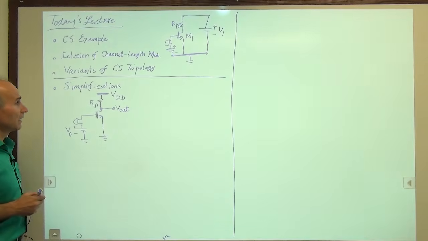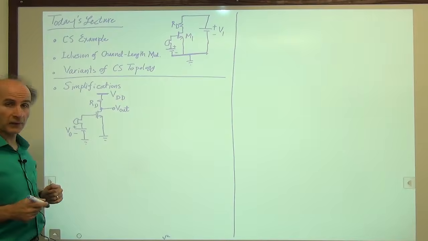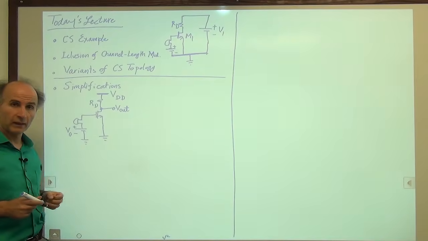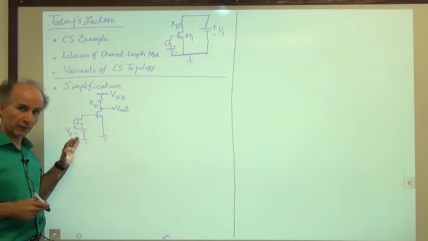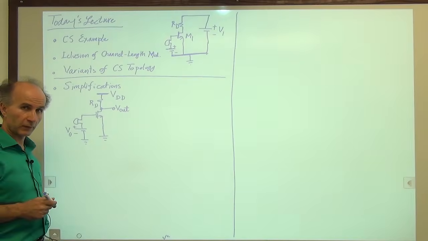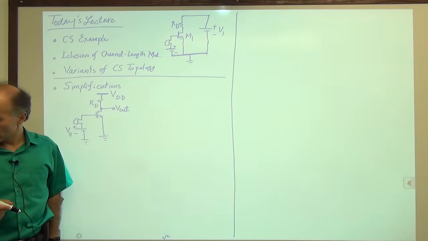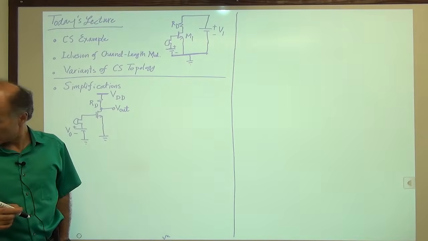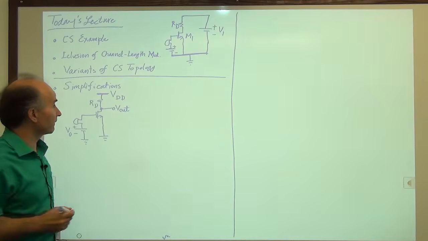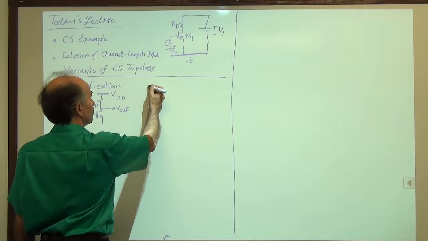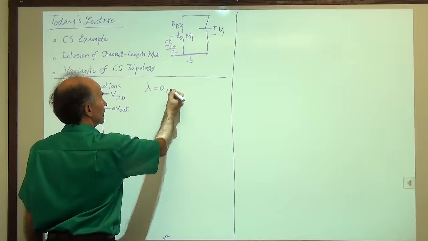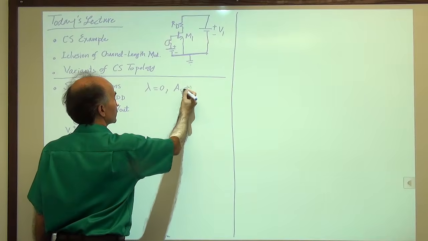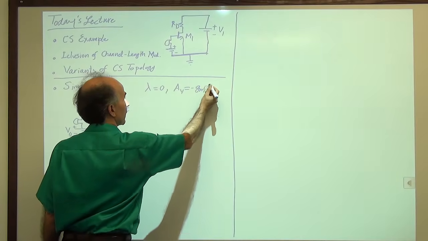Okay, so that is the general simplified circuit that we will use from now on in our schematics, and I hope that you will not be confused by it. Okay, so let's move on to the voltage gain that we just found. So we found that if lambda equals 0, the voltage gain is equal to minus GM RD.